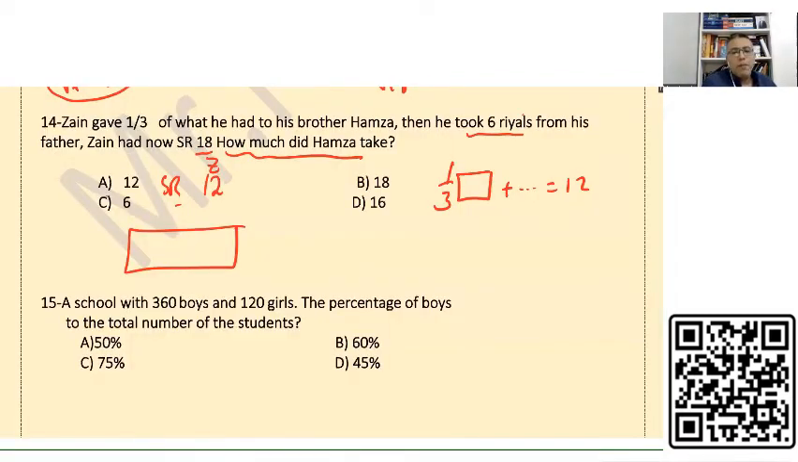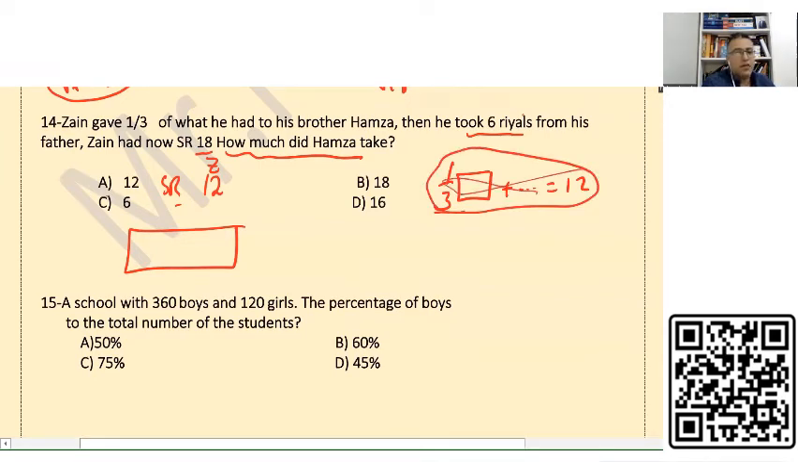In my opinion, don't go with an equation in this question. Just think. If Zain has an amount of money that is divided into 3 parts, and he gives his brother a third of what he has, the remainder is 12. It means that each part represents 6. So 6, 6, 6. So the total amount with Zain is 18. So what he gave to his brother was 6.